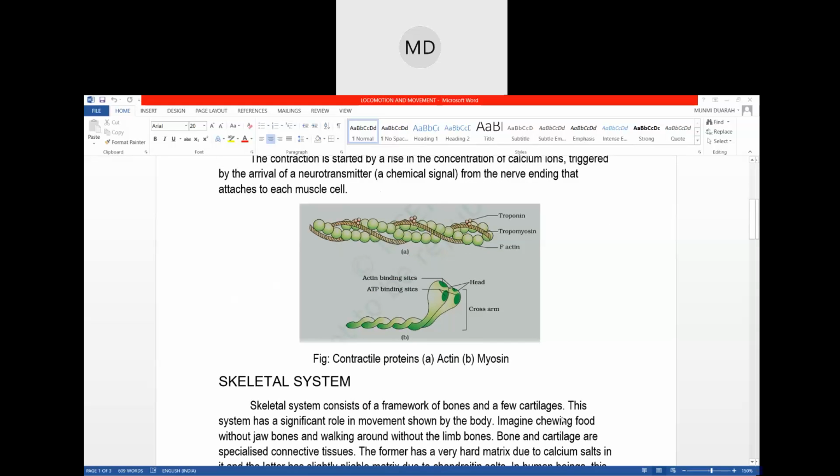So let's look at this diagram. I'll zoom it a little bit.